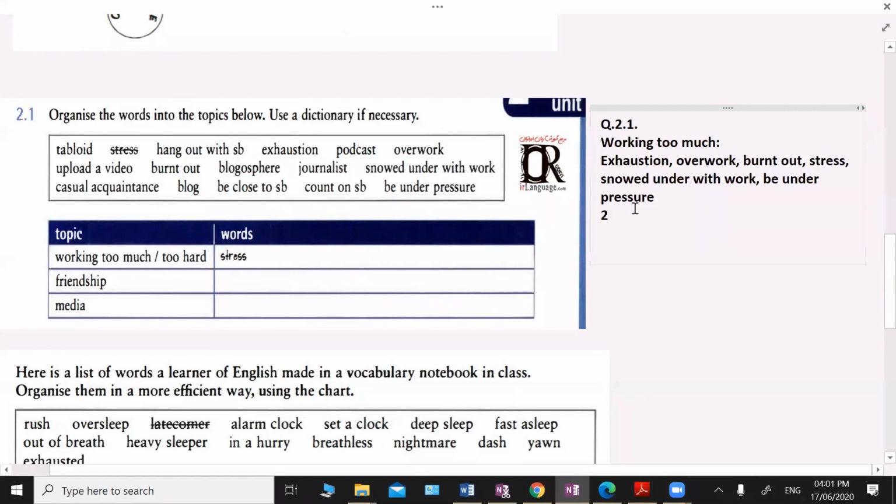This was the first one. Number 2, friendship. Look at the word friendship. What words can come under friendship? Hang out with somebody. Then we have casual acquaintance. Yes, casual acquaintance.